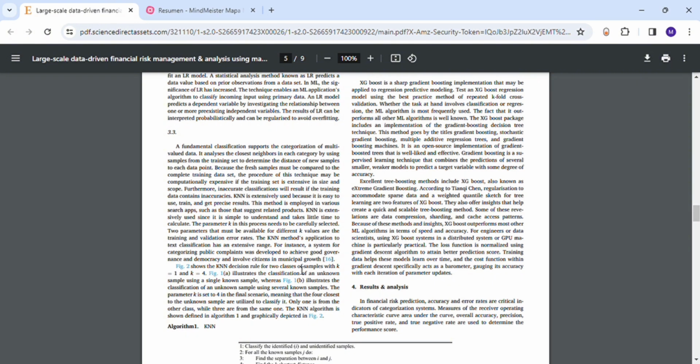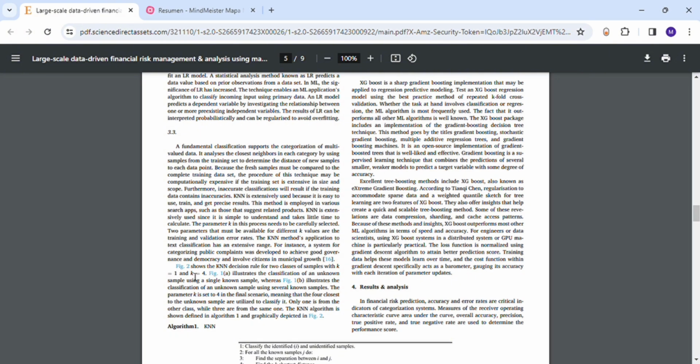The parameter k in this process needs to be carefully selected. Two parameters that must be available for different k values are the training and validation error rates. The KNN method application to text classification has an extensive range. For instance, a system for categorizing public complaints was developed to achieve good governance and democracy and involve citizens in municipal growth.